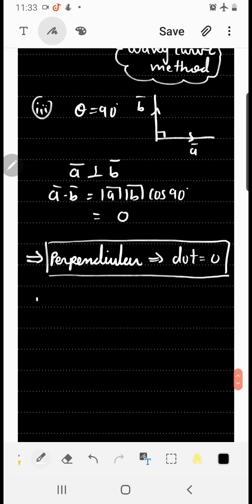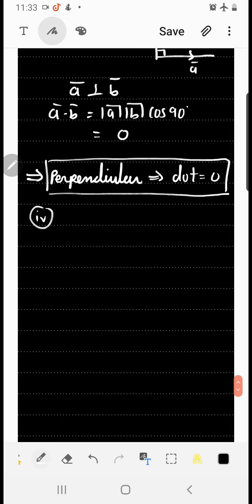Now let's go to the fourth result. In the fourth result, theta can be greater than 90. So can I say 90 to 180? Now if you see, the diagram would be like this.